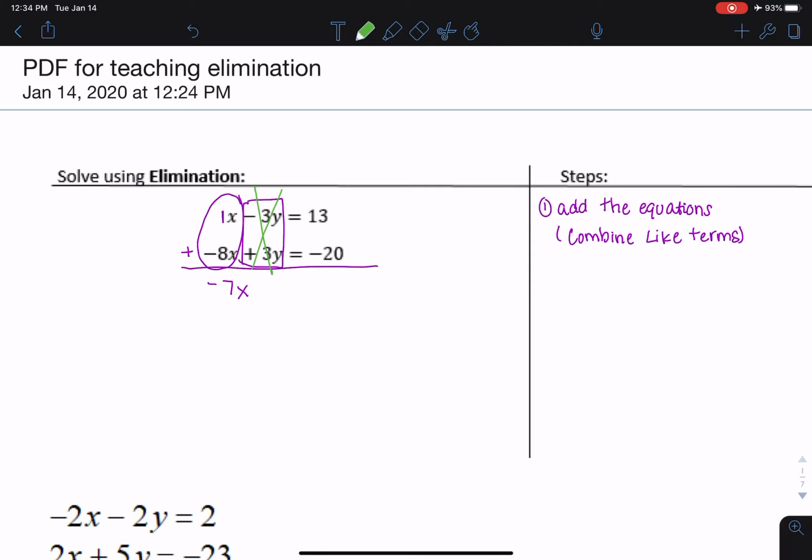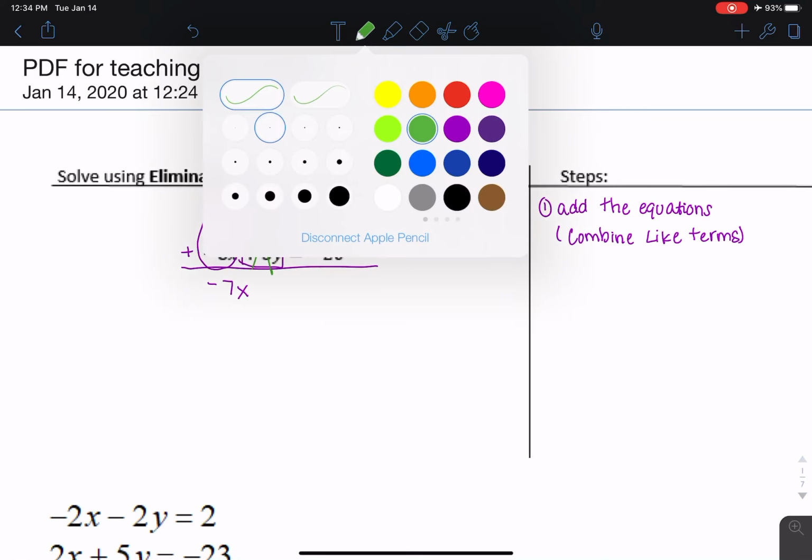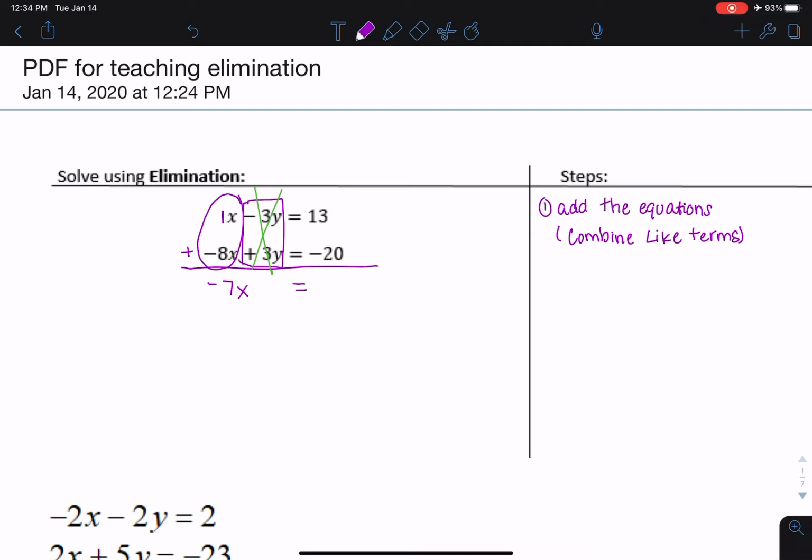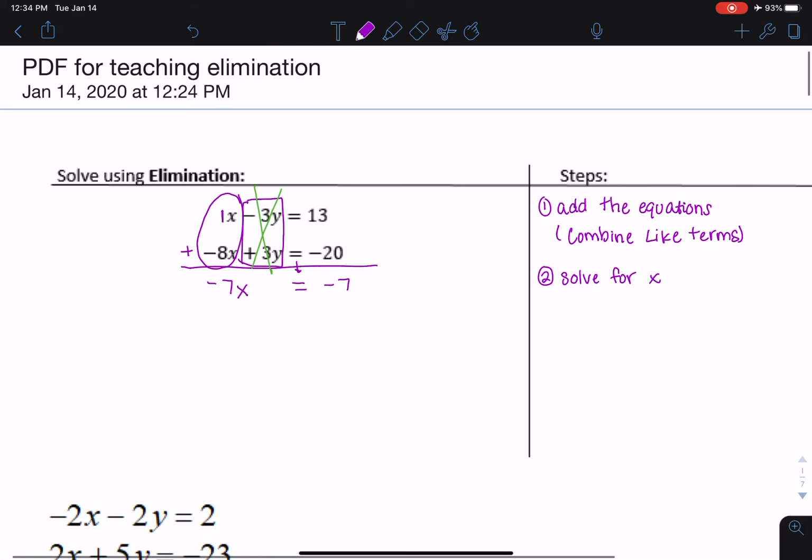Those canceled. Then when I add my answers, I still have an equal sign. That just carries down. 13 plus a negative 20 is a negative 7. So now I have an equation that only has negative 7x equals negative 7. Because I only have one letter left, my step 2 is solve for the letter I have, which is x. So if I now solve for x, to get x by itself, we're going to divide by the negative 7. We have x alone equals negative 1.